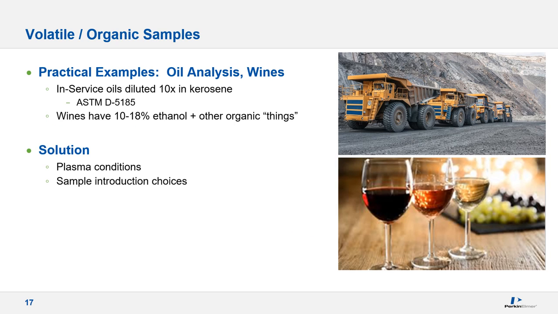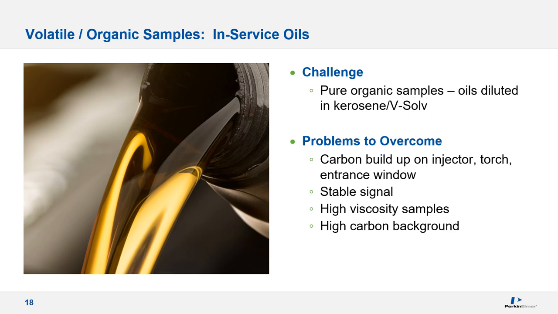Another challenge for ICP-OES is the analysis of volatile and organic samples. Two practical examples are the analysis of used oils and wine. Oil analysis is done by diluting it 10x in kerosene following ASTM method D5185, while wines can have an additional ethanol content from 10 to 18% plus other organic components. In both of these examples, the challenges posed by the organics can be overcome by using the correct plasma conditions and sample introduction choices. Let's look at the analysis of in-service oils in more detail.